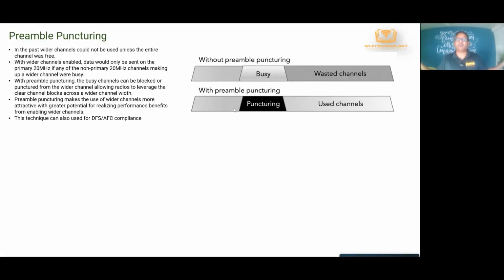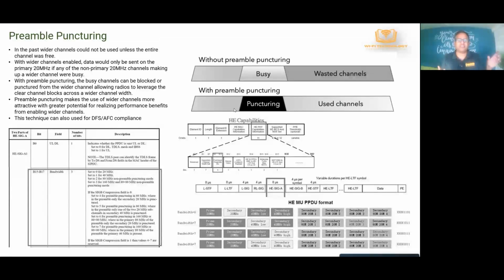So the way the puncturing works is, let's say you have an 80 megahertz channel, we send preambles on each of the 20 megahertz pieces of that. So there are 4 20 megahertz pieces, so we send preambles on all 4 of the 20 megahertz pieces. When we're doing puncturing, we can say on the first part, I will send the preamble. Second part, I'll send the preamble. Third part, I will not send the preamble. And then the fourth part of it I'll send the preamble.